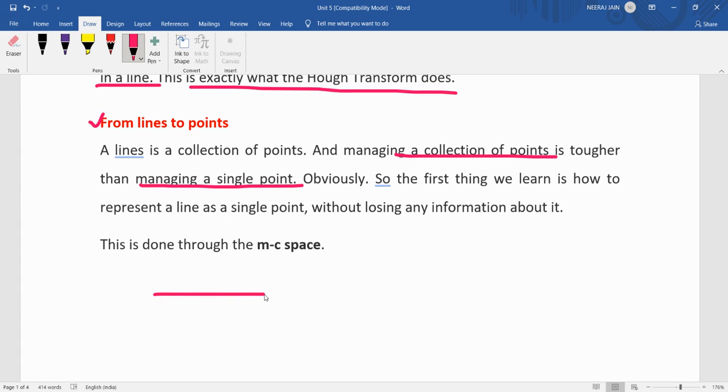If we want to represent a line as a single point, how can we do it without losing any information? It is also important that if we are converting this line into a point, then all the information contained by the points that are in this line should remain. This is done through the MC space.